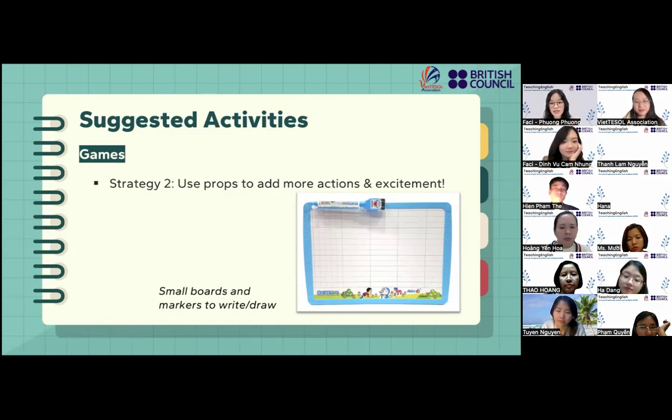So for example, this thing is very useful. The board: students can run with these, students can draw on these. You can erase them, so they are reusable.